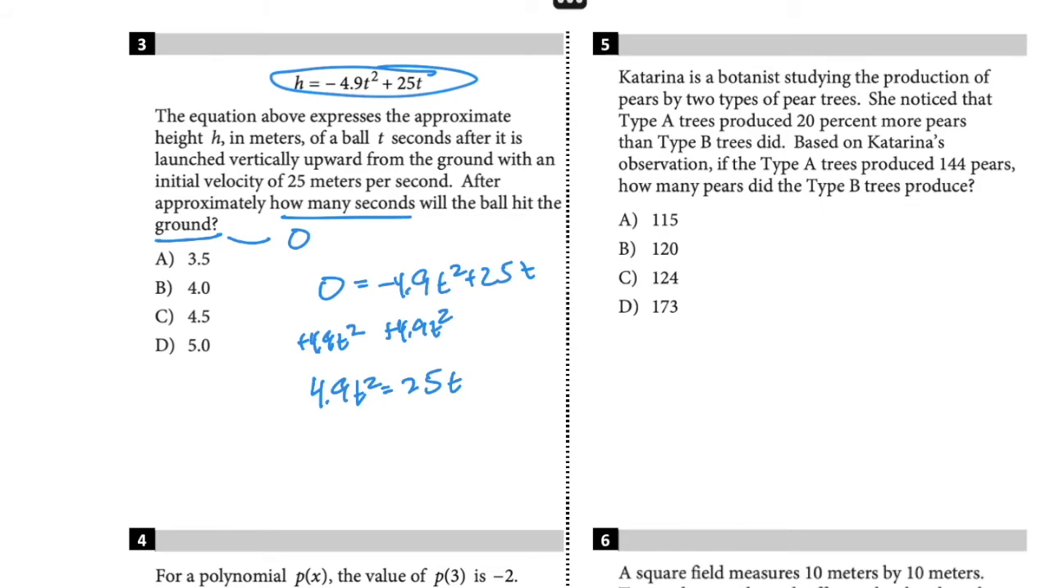And I'm going to do something else that your teachers would not very much like. I'm going to divide both sides by 4.9t.